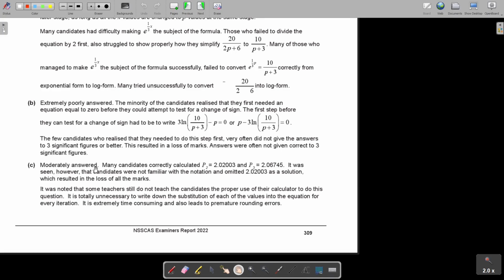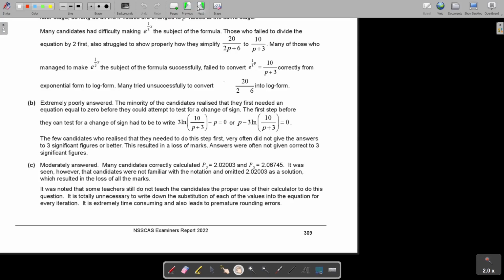Okay, this was moderately answered. Many candidates correctly calculated these values. It was seen, however, that candidates were not familiar with the notation of method of 2.02 as a solution, which resulted in the loss of all the marks. It was noted that some teachers still do not teach the candidates the proper use of their calculator to do this question. It's totally unnecessary to write down the substitution of each of the values into the equation for every iteration. It is extremely time consuming and also leads to premature roundings. Okay, so use your calculator.